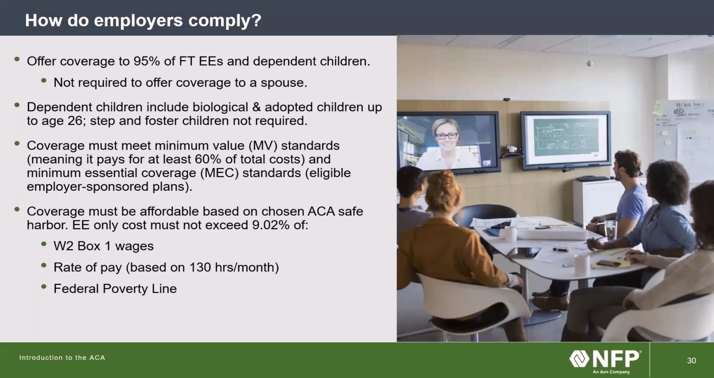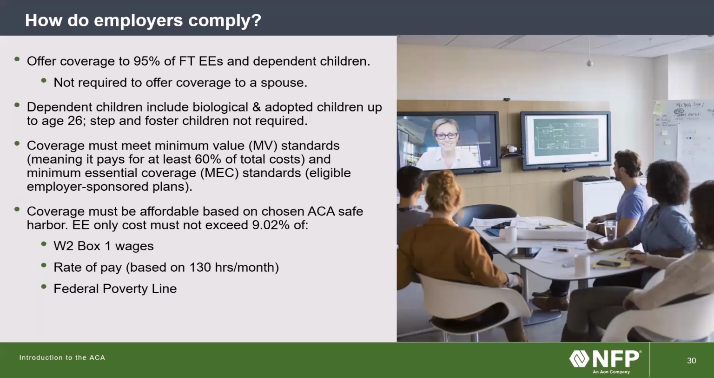So for 2025, it is 9.02% of either the employee's Box 1 wages on W-2, their rate of pay, which is based on 130 hours per month, regardless of how many hours they actually work, or 9.02% of the federal poverty line. So employers can use 3 different ways, whatever works best for them.